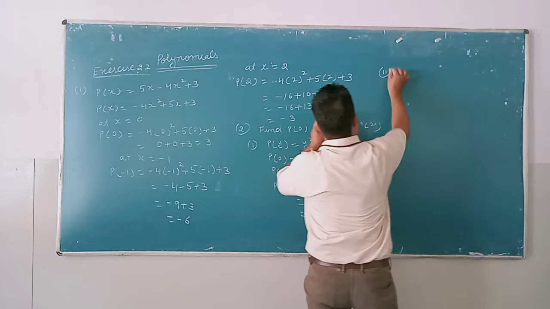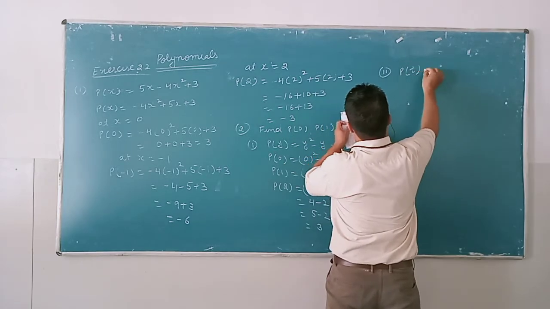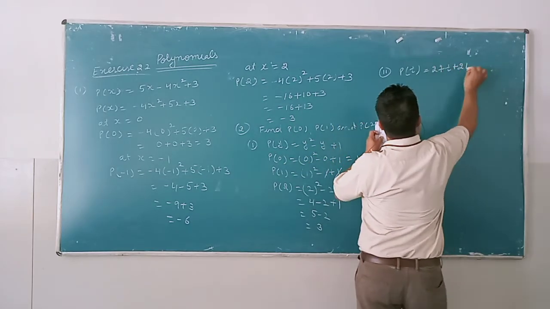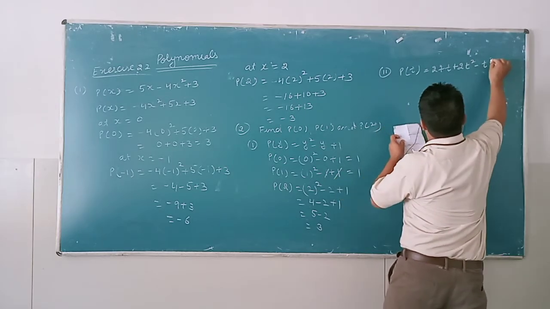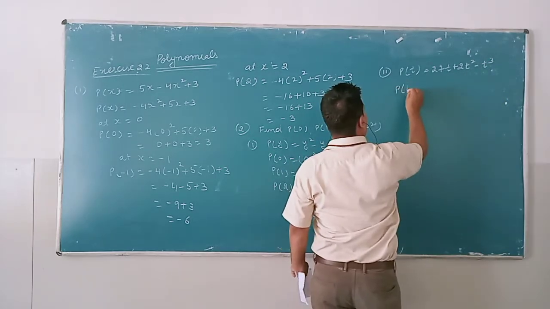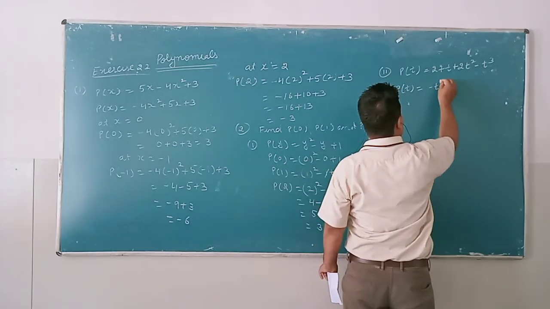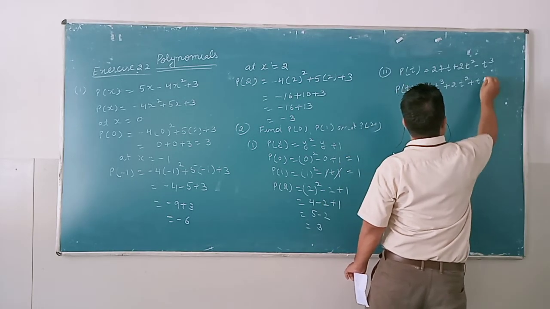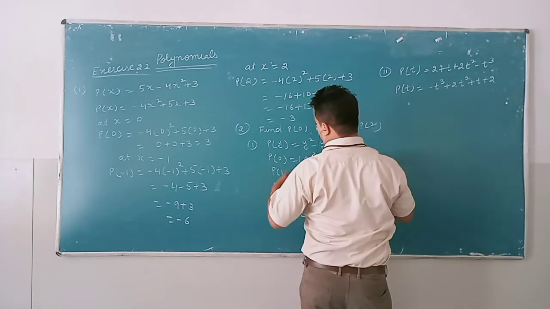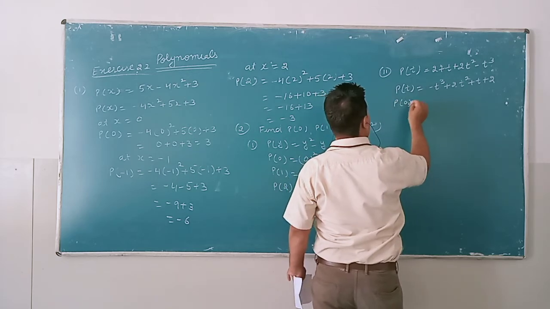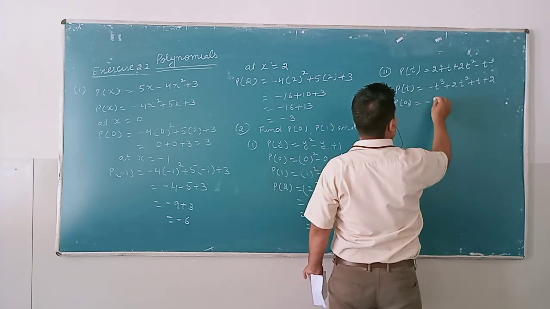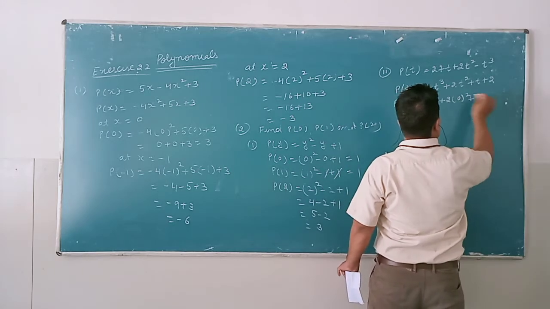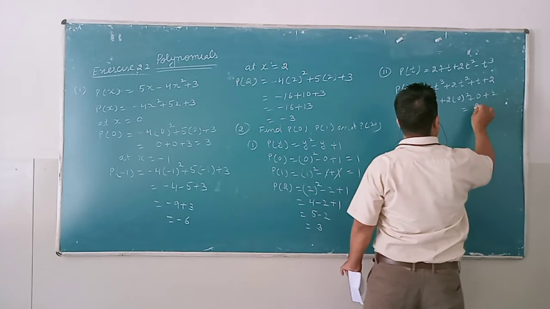In the second part, the polynomial is p(t) = 2 + t + 2t² - t³. We write it in decreasing order: -t³ + 2t² + t + 2. First we find p(0). We put the value of t as 0. This is 0 + 0 + 2, which is equal to 2.